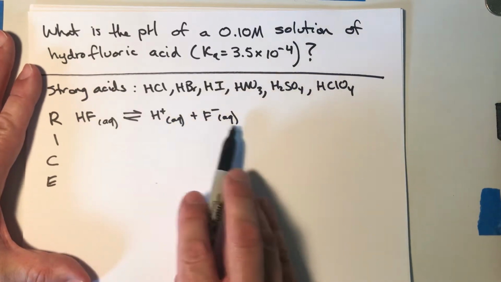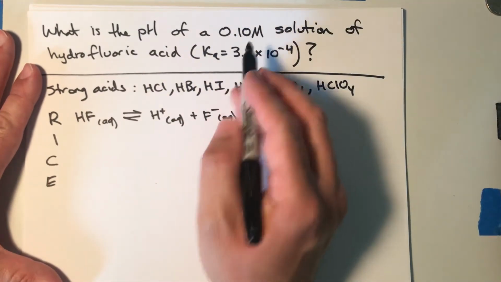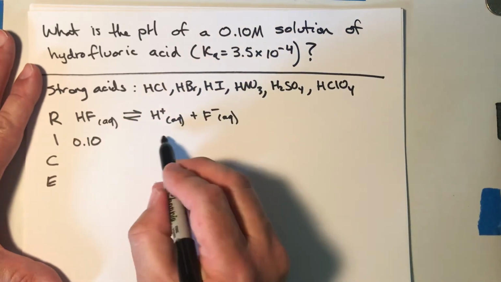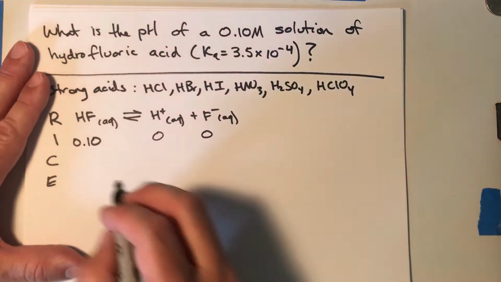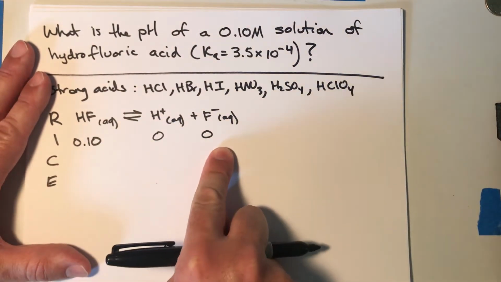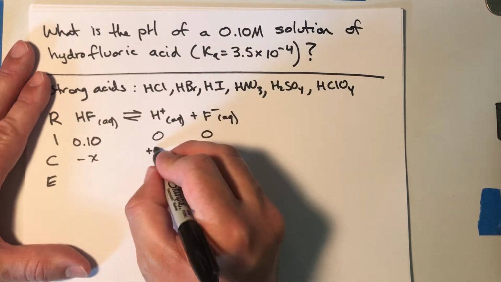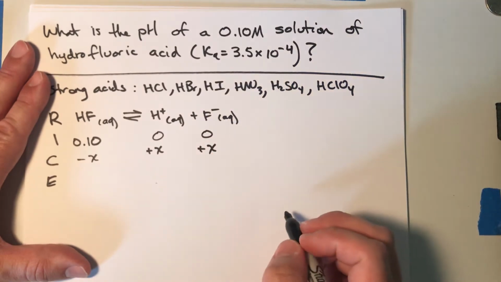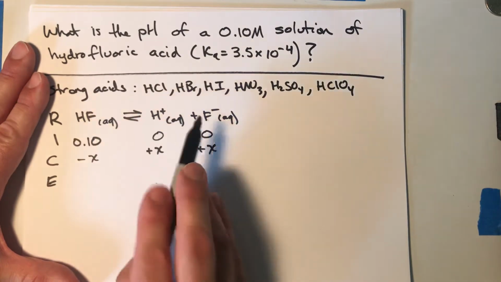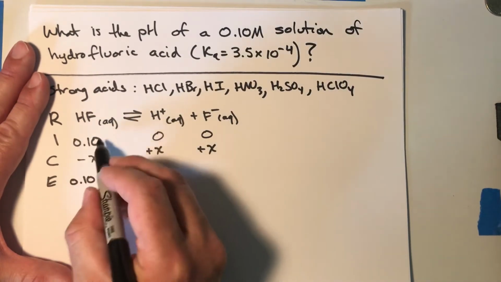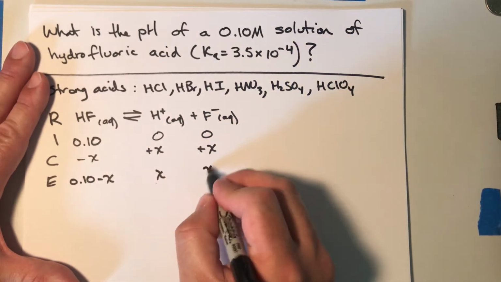So now we have our reaction. Now initially all we have is 0.1 molar hydrofluoric. So that goes here. We have no H plus, we have no F minus initially in this problem. So our change, this reaction has to go in the forward direction. There's no products initially. So this will be minus X on the reactant side and plus X on the product side. Remember, those are all 1 to 1 to 1 because the reaction coefficients are 1 to 1 to 1. And then the initial plus change gives us our equilibrium. 0 plus X is X, 0 plus X is X.